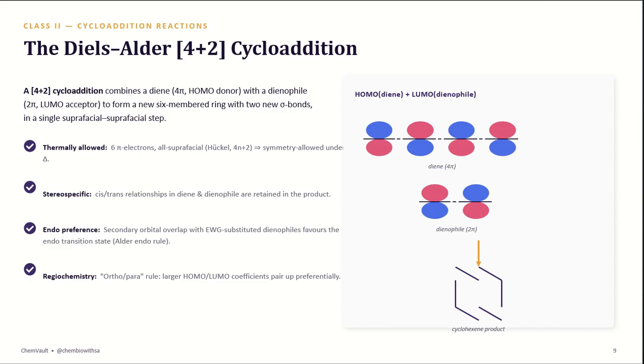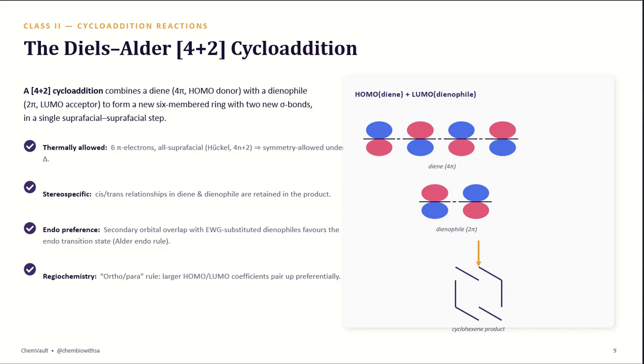So now we'll study the topic cycloaddition reactions. The Diels-Alder, 4n plus 2 cycloaddition. Now let's move to the second class, cycloaddition, starting with the most famous pericyclic reaction of them all.